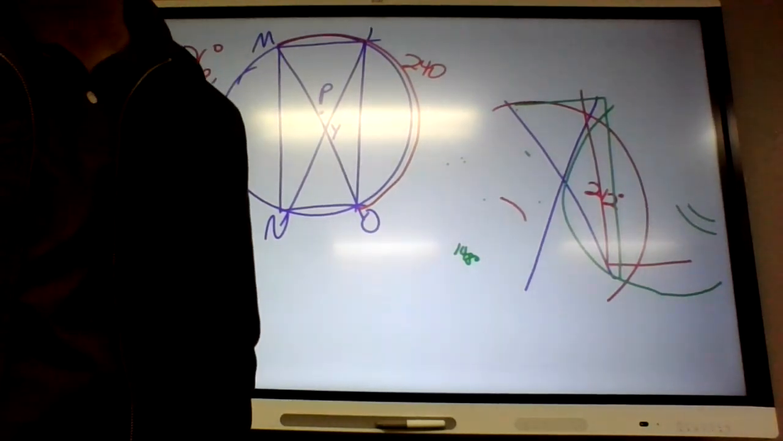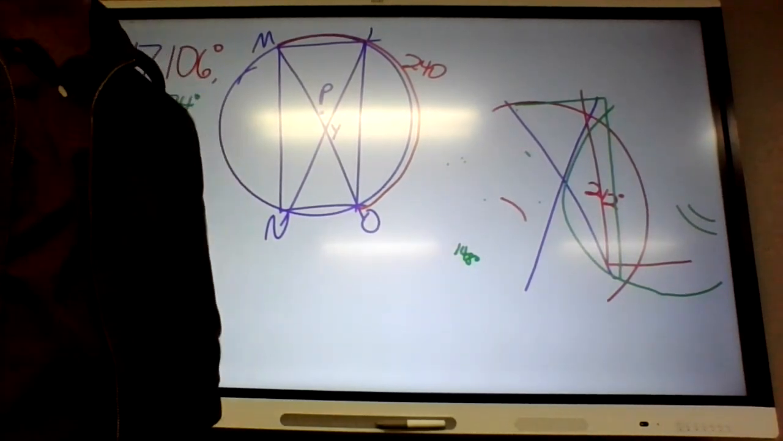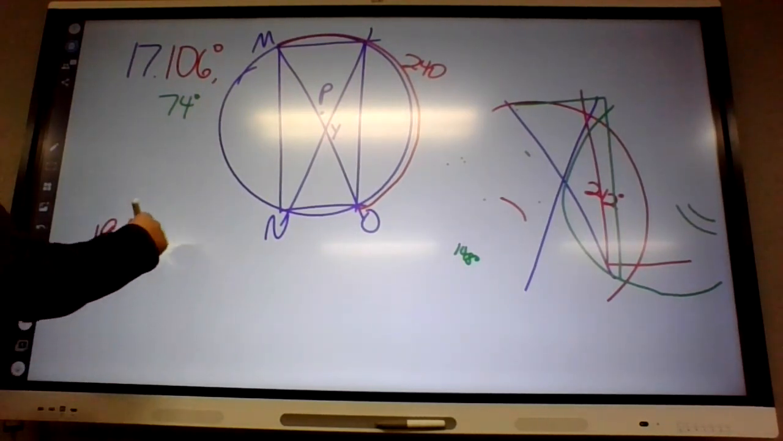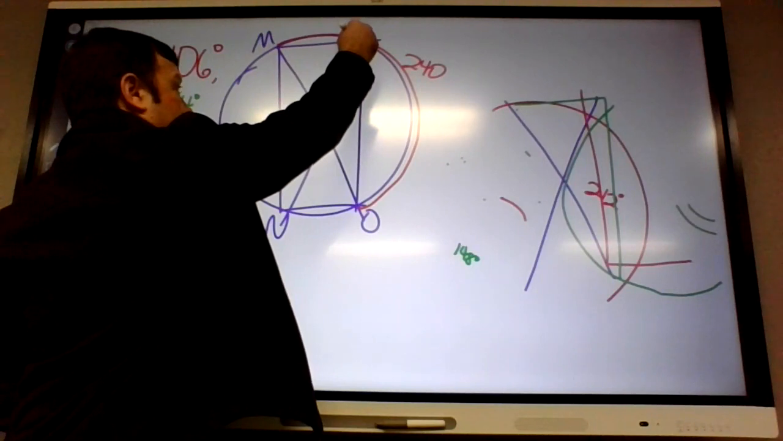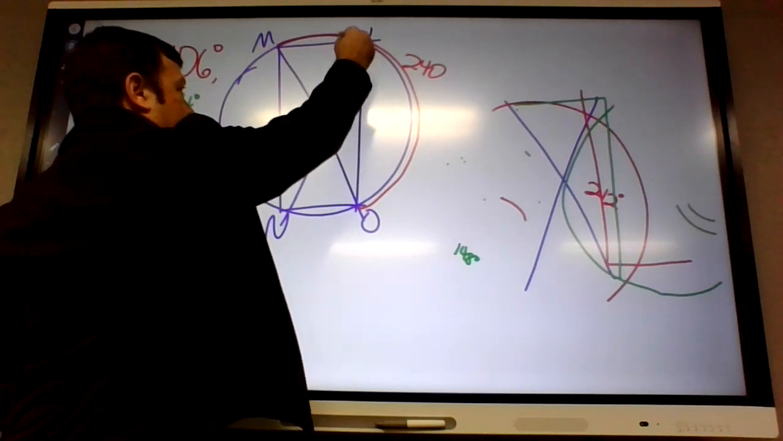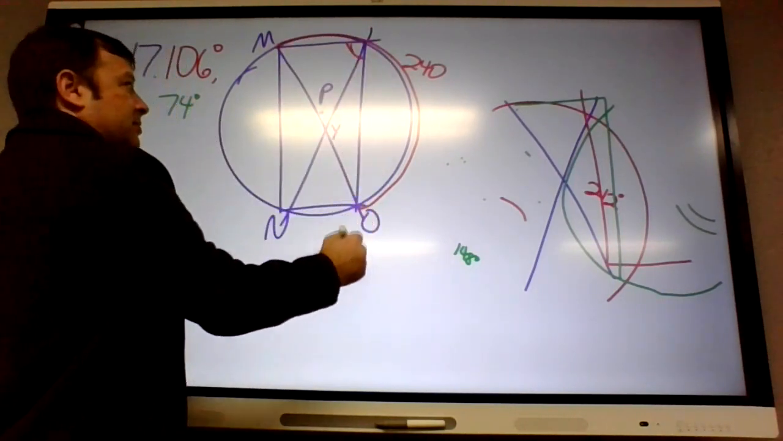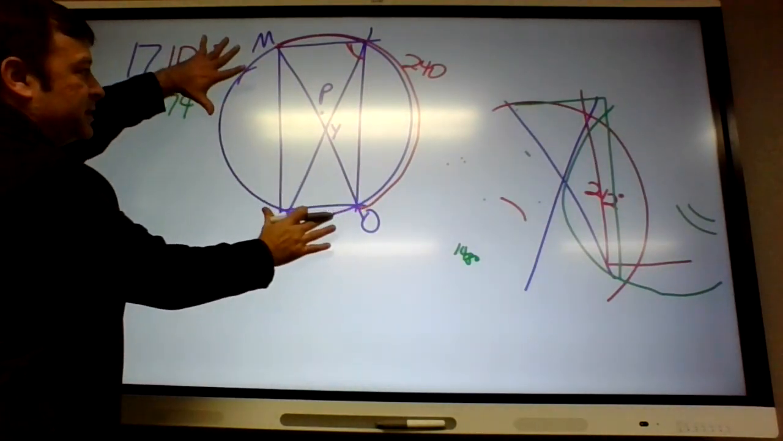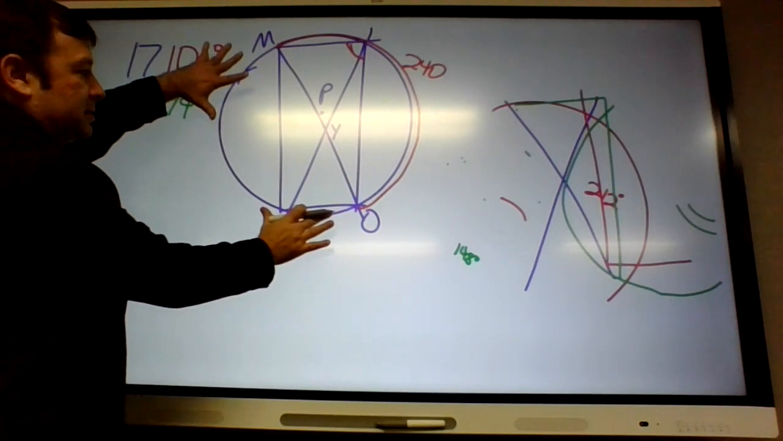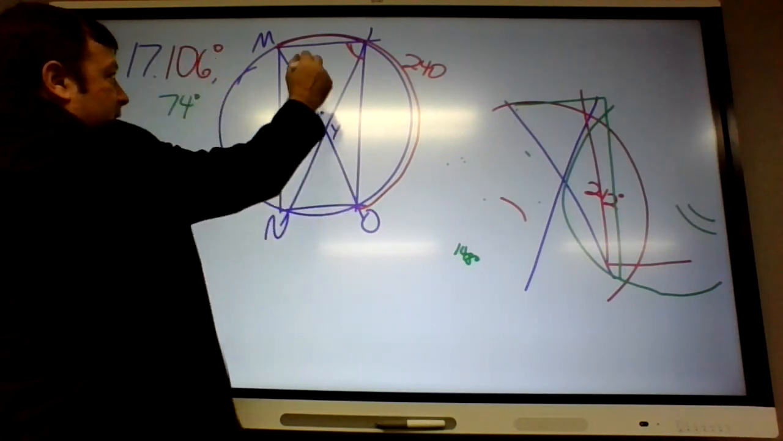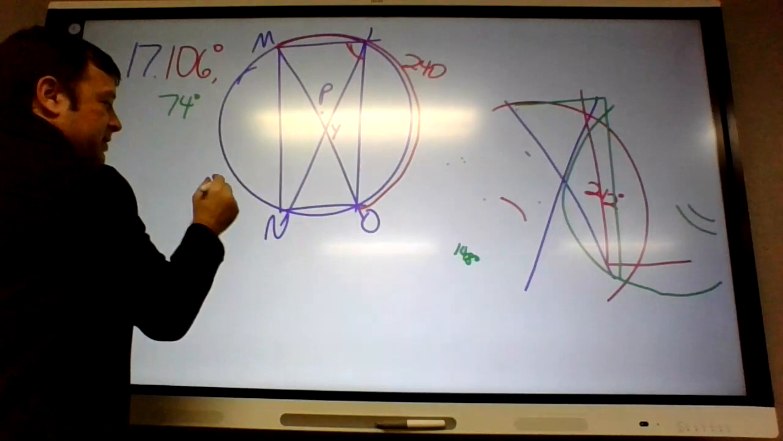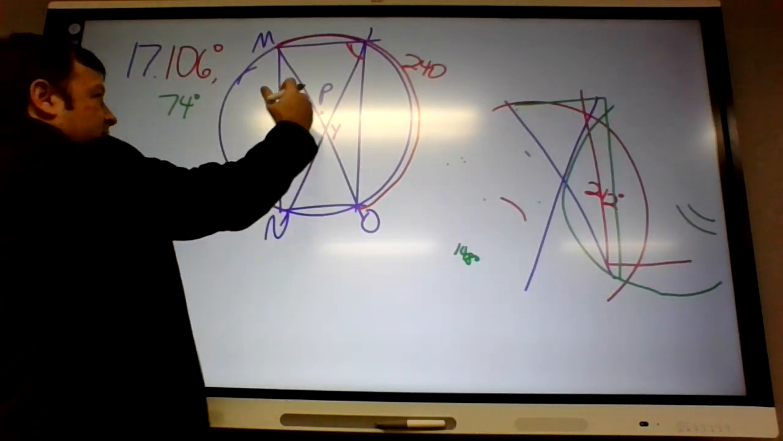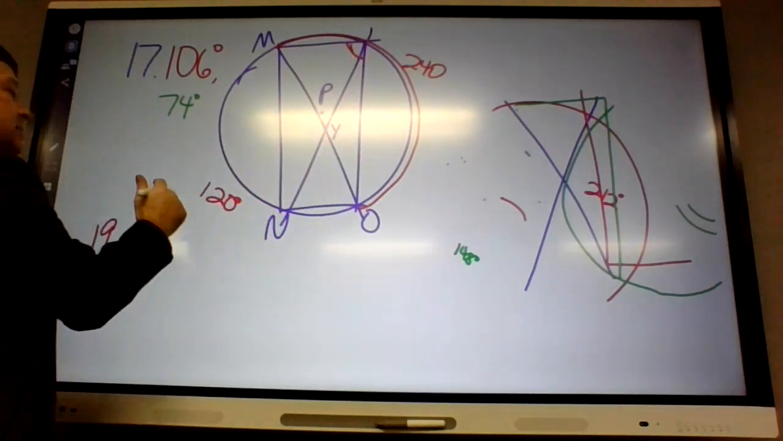Okay. Find angle MLO. It's kind of the same thing as what we just did. Angle MLO is right there. So it's going to be half of this arc. So 360 minus 240 is 120. 120 divided by 2 is 60 degrees.